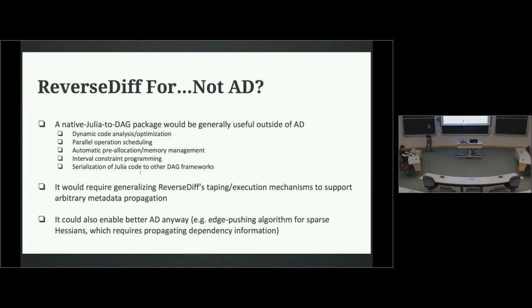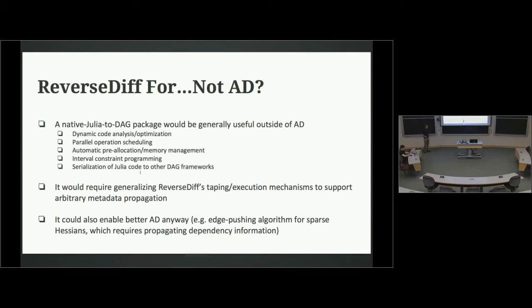So dynamic code analysis, operation scheduling. ReverseDiff already does a lot of pre-allocation and memory management, so that if you have some allocating function, it will often write a computation graph out that does the equivalent operation, but it will pre-allocate memory and then translate allocating functions to non-allocating functions. Interval constraint programming, I was talking about earlier, my colleague David Sanders works on that, and I found out when he was working right beside me that he was re-implementing a lot of the stuff ReverseDiff had already implemented in terms of tape traversal and metadata propagation. And then serialization of Julia code to other DAG frameworks. So you could write a Julia function, pass it to this library, and then run it on TensorFlow. Maybe. I'm not totally sure how valuable that would be, or what it would look like, but theoretically it's a possibility. Could be pretty cool.